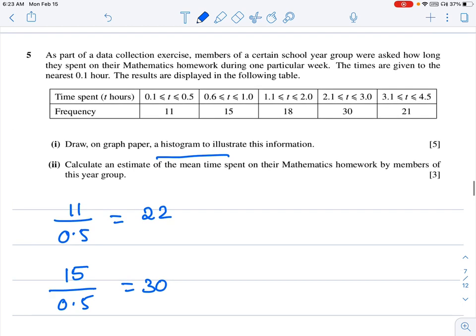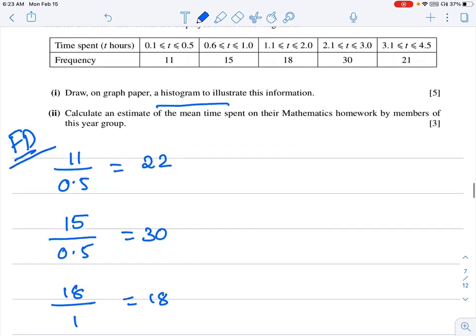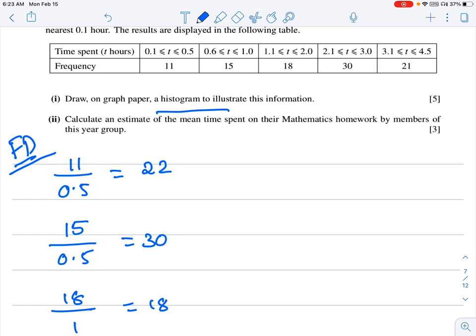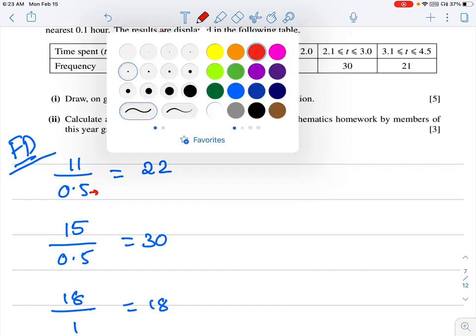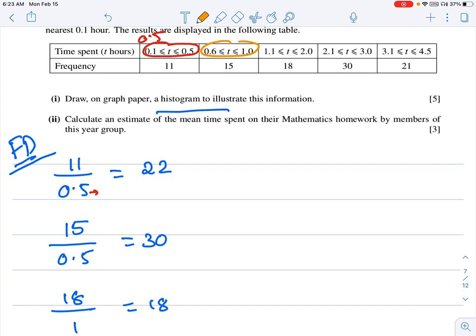Question number 5 asks us to draw a histogram. So I have to find a new column called frequency density. I have done it earlier, so I am just writing it out over here to save time. Frequency density: 11 divided by 0.5. How did I get this 0.5? This difference is 0.5. Next, 15 divided by, the difference is again 0.5. I use different colors to identify. This 0.5 is because of that one.